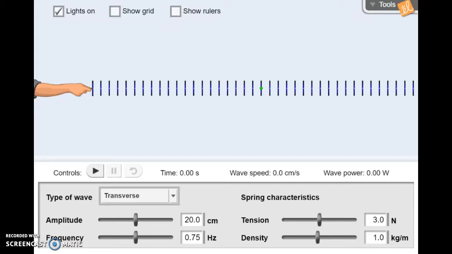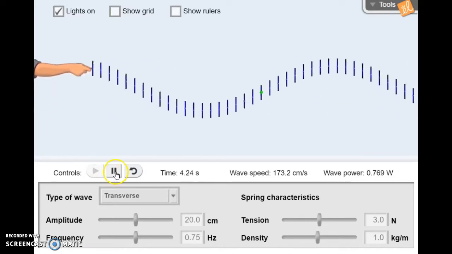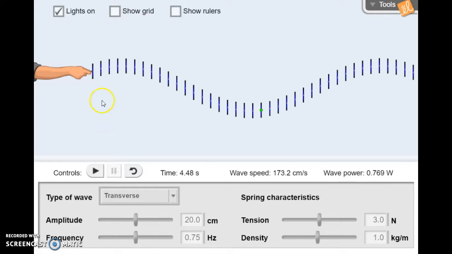Now this brings us to our Gizmos. In this program, you need to make sure that your type of wave is transverse and hit the play button. From here, you can start to see that there is a transverse wave in rest position. You have a high point, a low point, and another high point. This is a very medium amount of energy. It's not too high, it's not too low, and there's a lot of space in between each high point. This right here is a transverse wave in rest position.